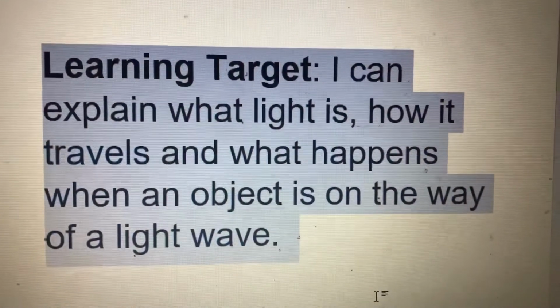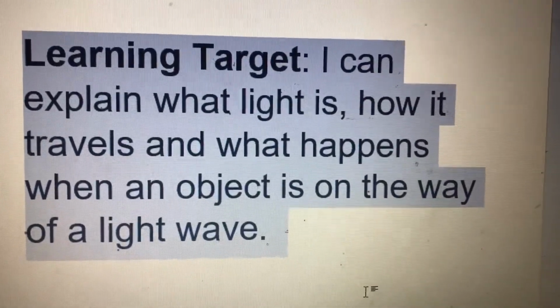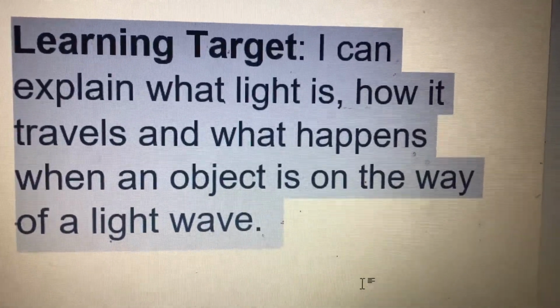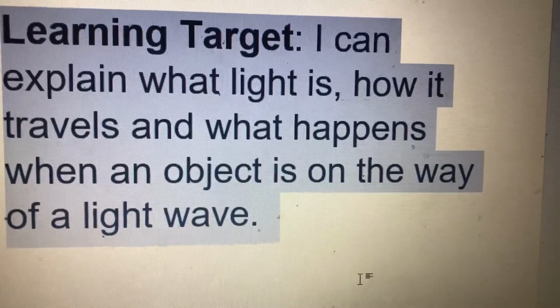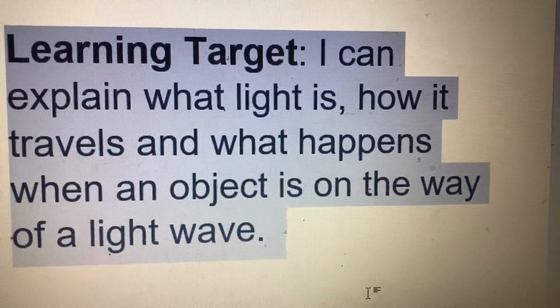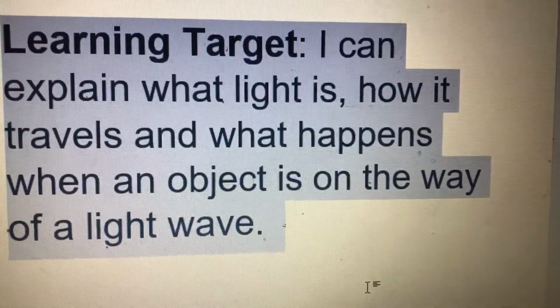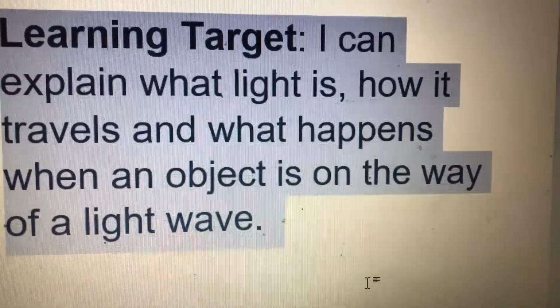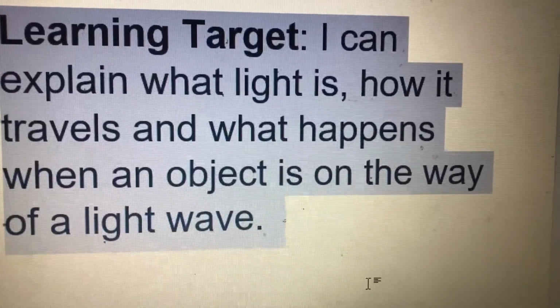So let's look at our learning target. The learning target is: I can explain what light is, how it travels, and what happens when an object is in the way of a light wave. Okay? So I can explain what light is, how it travels, and what happens when an object is in the way of a light wave.